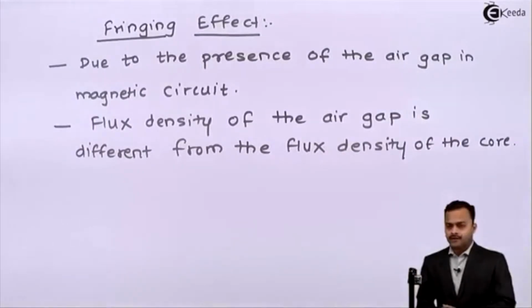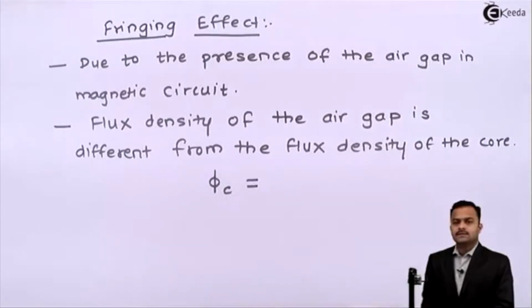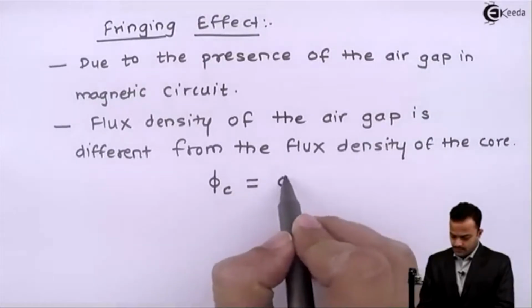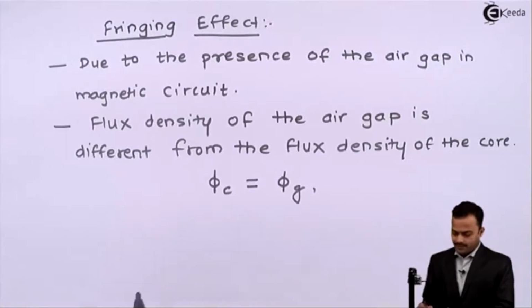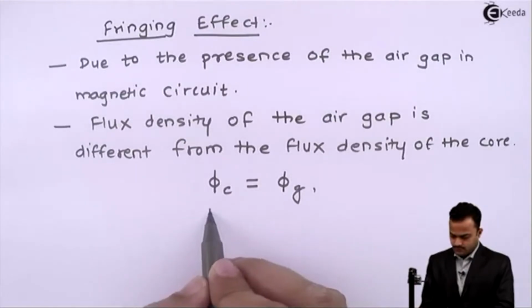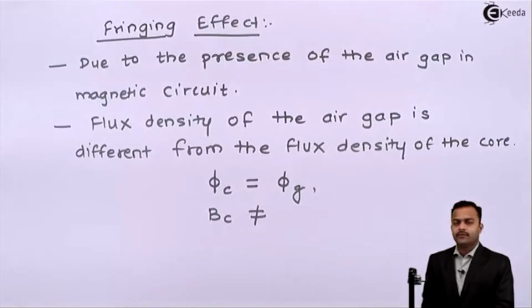Meaning flux in the core is same as flux in the air gap, but flux density of the core is not same as flux density of the air gap.